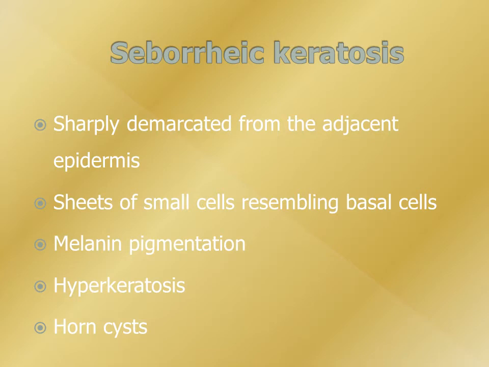So two or three things: first, sheets of small cells which resemble the normal basal cells. Second is the melanin pigmentation that can be seen, and hyperkeratosis or increased production of keratin, and that increased production of keratin can result in the formation of keratin filled cysts, which are called horn cysts.